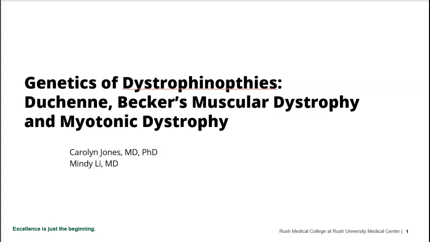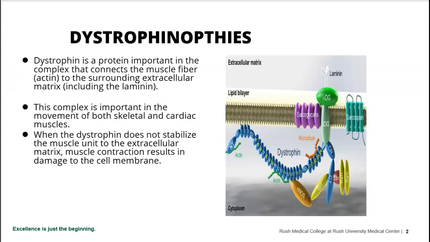Okay, this is going to be genetics of dystrophinopathies. We're going to talk about Duchenne's and Becker's muscular dystrophy, as well as myotonic dystrophy. So dystrophinopathies gets its name from the word dystrophin.